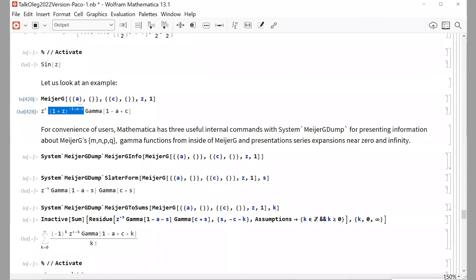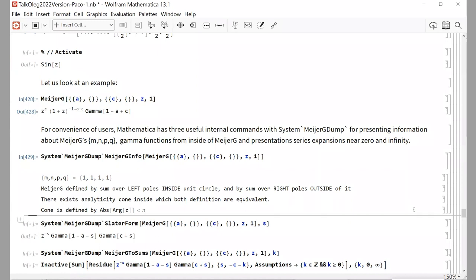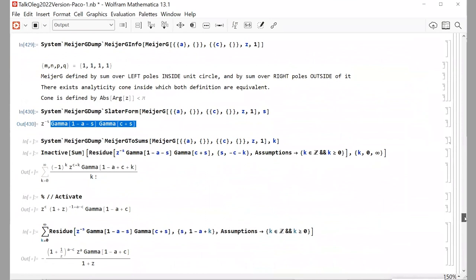So we have technology which allows us to make information, a description of the properties of MeijerG, but it's internal technology. You see, here we produced gamma functions which stay inside this product of ratios of gamma functions. So the user can get this.